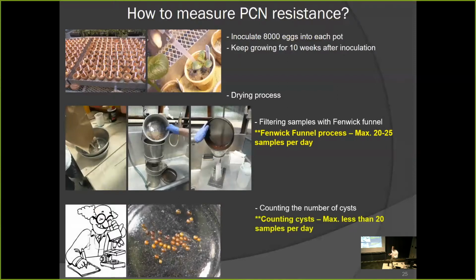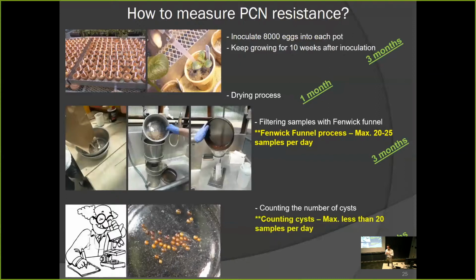So as I mentioned before, this bioassay takes a lot of time. For example, I had to spend 3 months for growing and inoculation, and another 1 month for the drying period. And with one laborer, the Fenwick funnel process can be performed for only 20 to 25 samples per day, and the counting process for fewer than 20 samples per day.